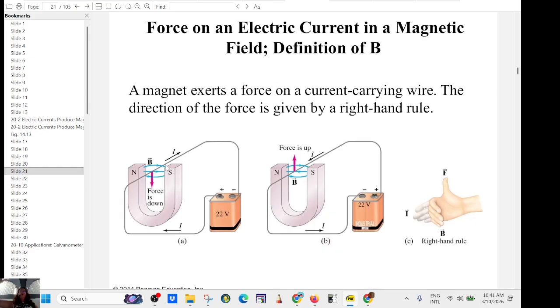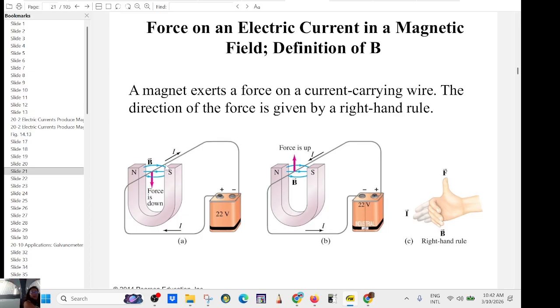So let's do this first. Take your right hand. Ready? Okay, like this. So let's say this is your current. The thumb is the current. Agree? The palm here is going to be the magnetic field. The force is going to be out, like growing out of your palm. So you have three vectors. The current is a vector because it has a direction, the magnetic field, and that will be your force.